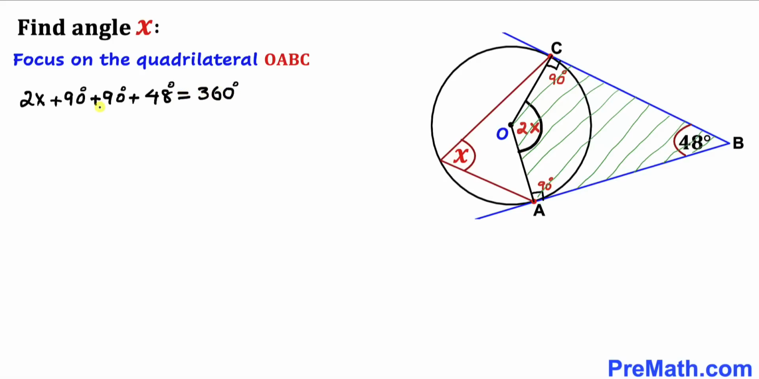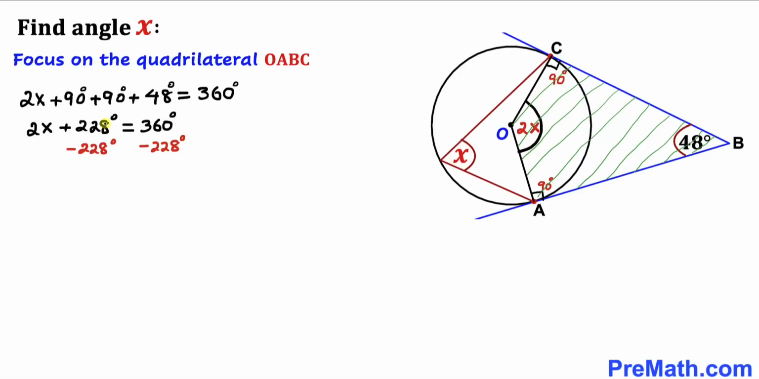360 degrees. Now let's combine the like terms on the left hand side. So 2x plus, if we add these angles, that's going to be 228 degrees equal to 360 degrees. Now let's go ahead and subtract 228 degrees from both sides.